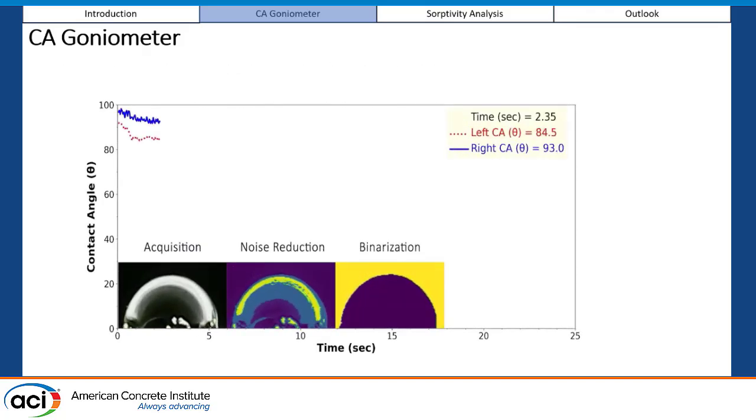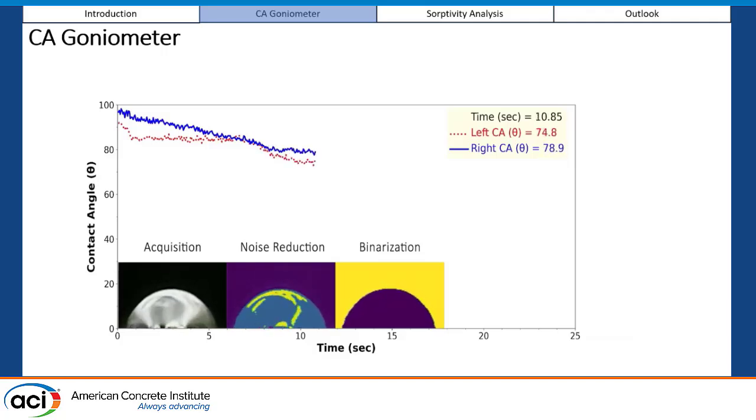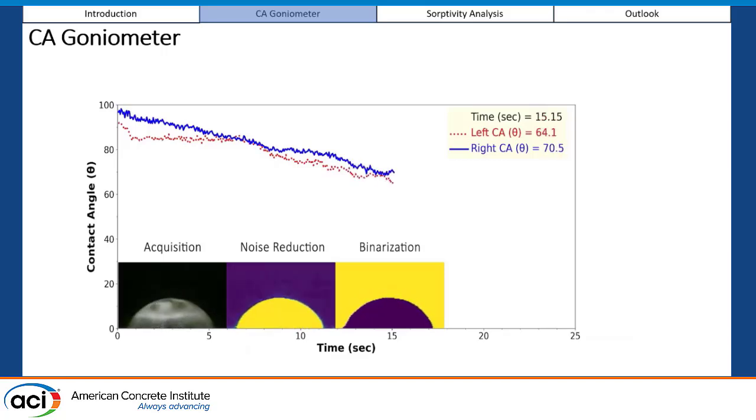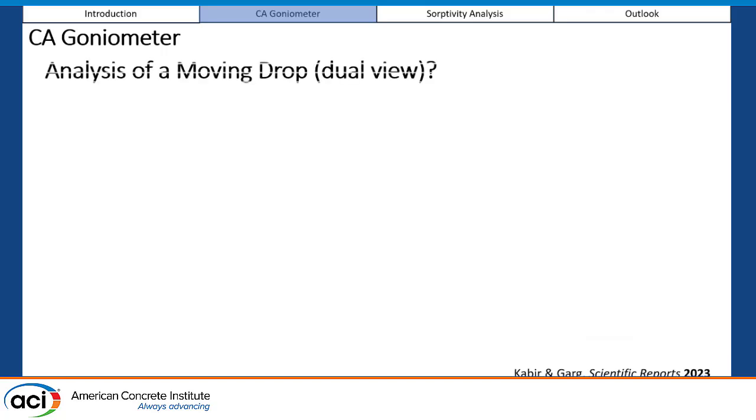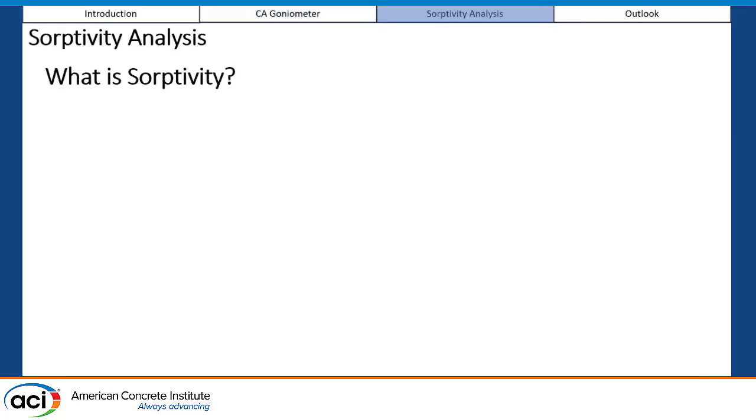So this is a real-time measurement of the data I have. It converts the data to a binarized image, and then it measures the contact angles. And not only with one view, I can do it with multiple views. Like here, I have view 1 and view 2, two cameras facing one image.